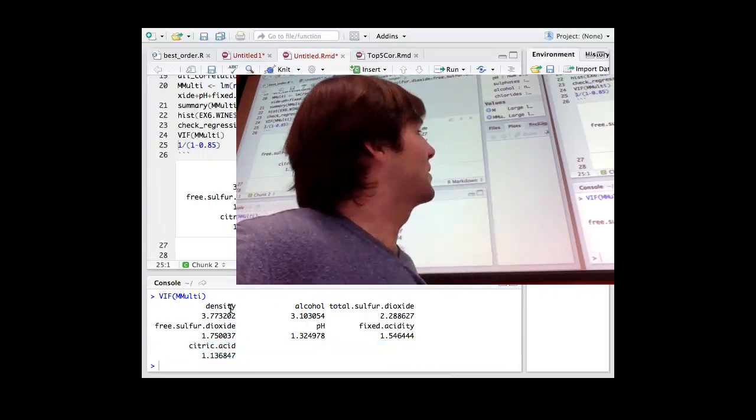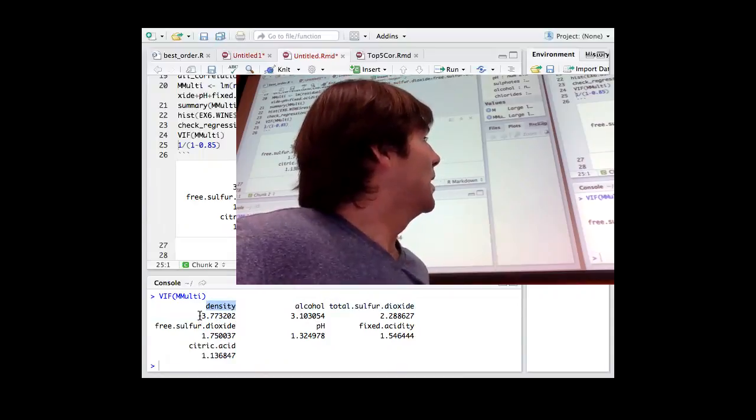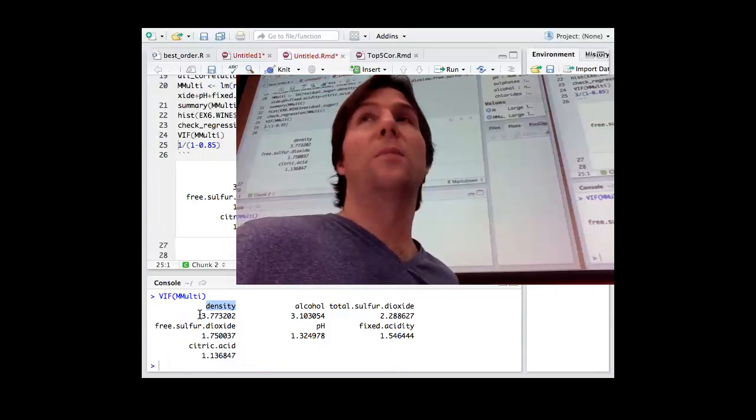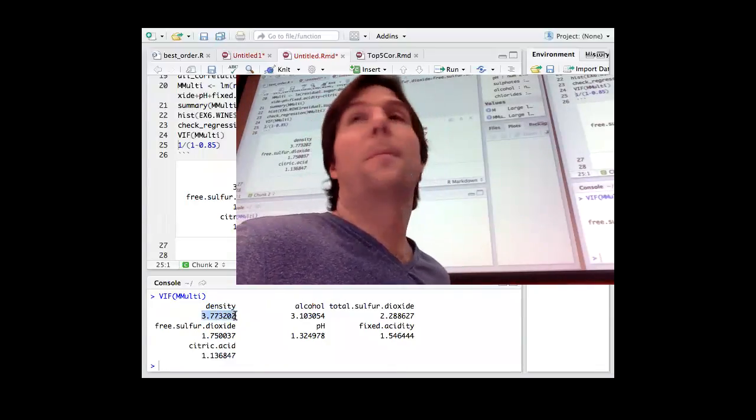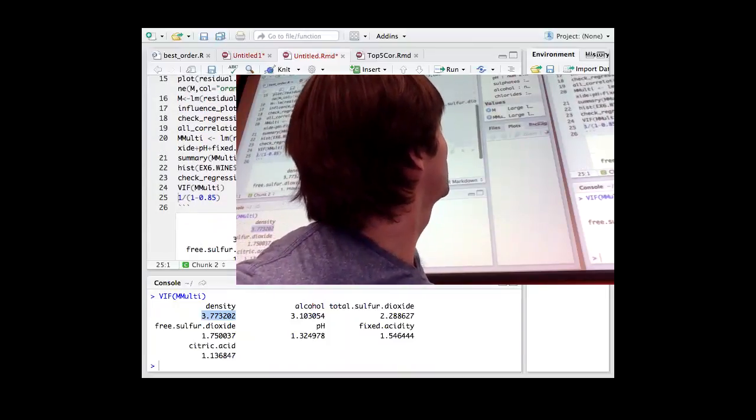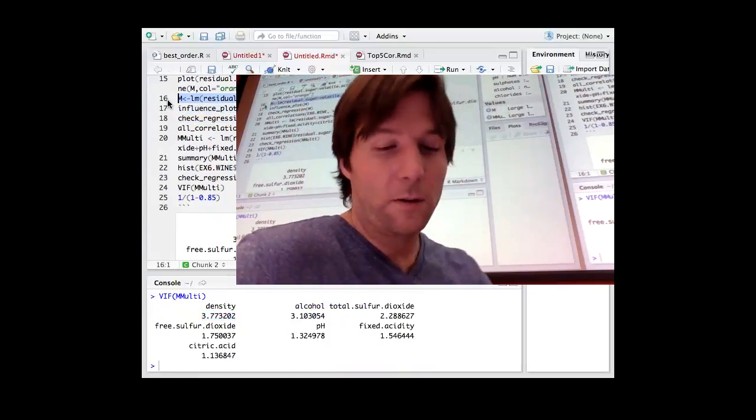Okay, density. Cool. I can deal with this. Because density, if you square 2, you get 4. So if the variance is inflated by almost 4, the standard error for density will be inflated by what? 2.